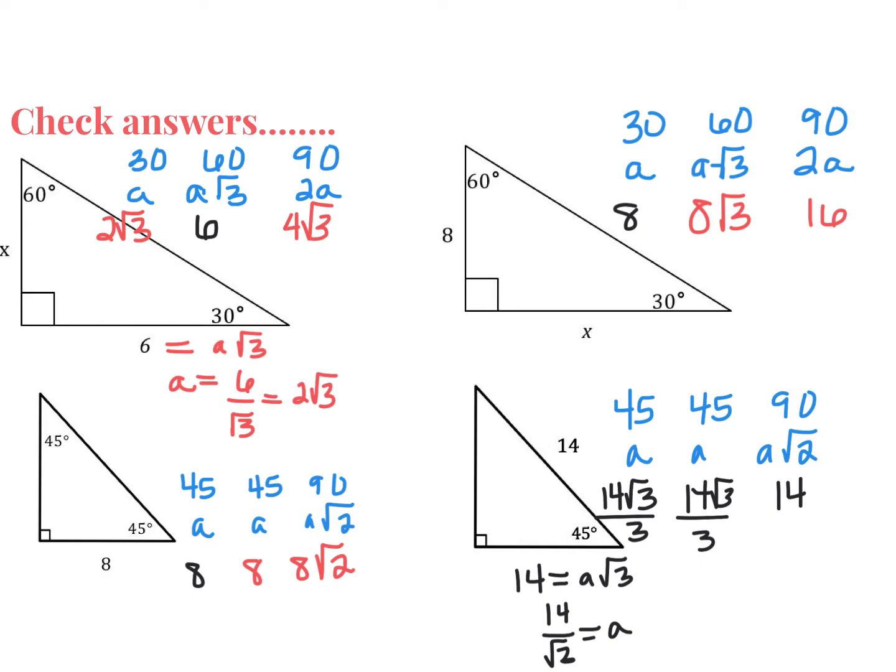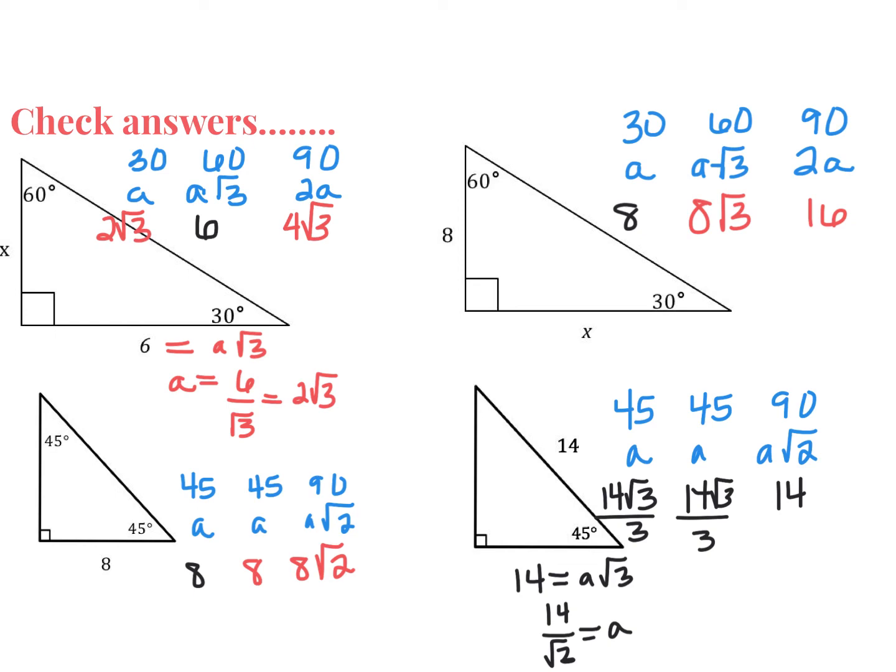Again, I really like to set up the 3x3 table. 30, 60, 90 triangles have a ratio of a, a root 3, 2a. Again, that can be multiplied to make them really big or divided to make them small, but those ratios of sides will always be proportional if your angles are 30, 60, 90. So the first one, we had to do the calculation because a root 3 equaled 6. So we divided by root 3 and rationalized. That means a is going to equal 2 root 3. So 2a equals 4 root 3.